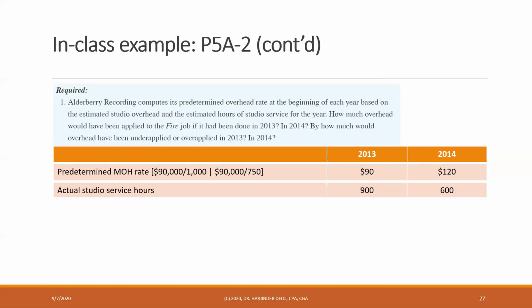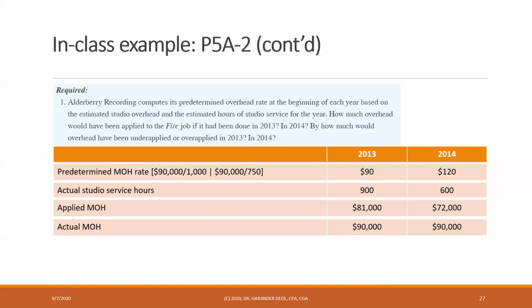The actual studio hours for the 2 years were 900 for 2013 and 600 for 2014. So the applied overhead in 2013 will have been $90 times 900, $81,000. In 2014, the applied manufacturing overhead will have been $120 multiplied by 600 hours, $72,000.